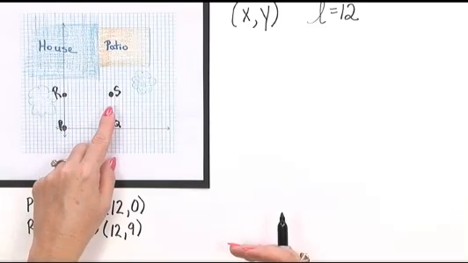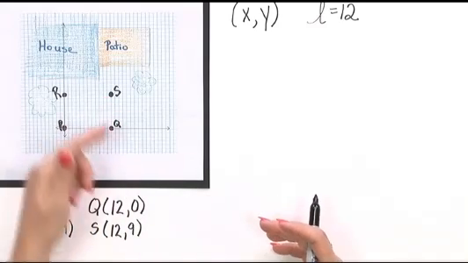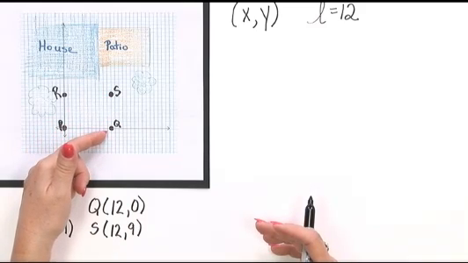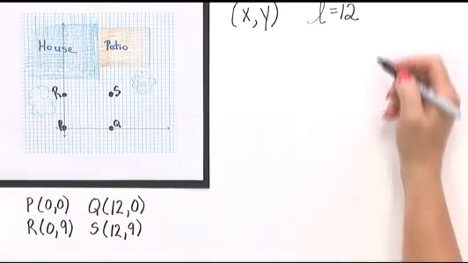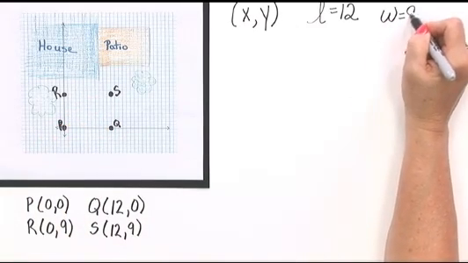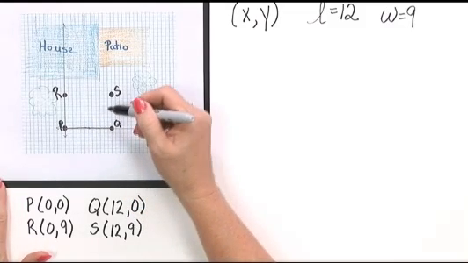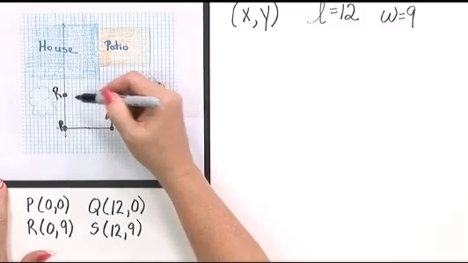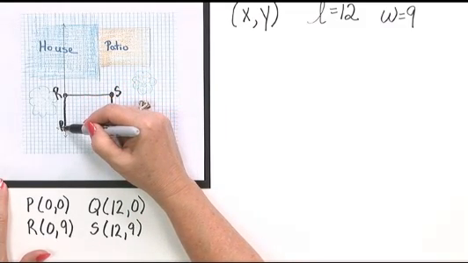The width of the rectangle is the vertical distance between Q and S. To find this distance, find the difference between the y-coordinates of Q and S. Width equals the y-coordinate of S minus the y-coordinate of Q, and that's 9 minus 0, and that equals 9 units of width. So the length is 12 units, and the width is 9 units. And I'll go ahead and finish drawing the fencing of Jasper's dog pen.